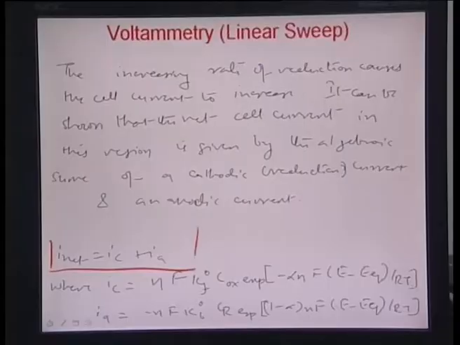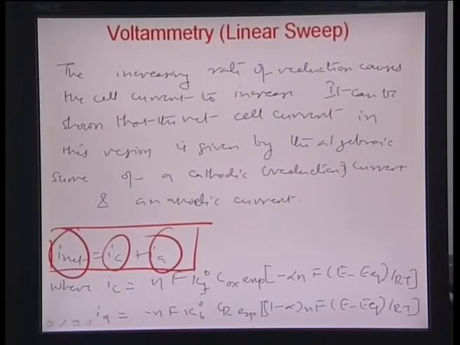It can also be shown that the net current in the cell in this region is given by the algebraic sum of the cathodic and the anodic current basically, and let us say I net here, as you can see in this particular illustration, is given by IC plus IA, where IC is the cathodic current due to the reduction and IA is the anodic current.